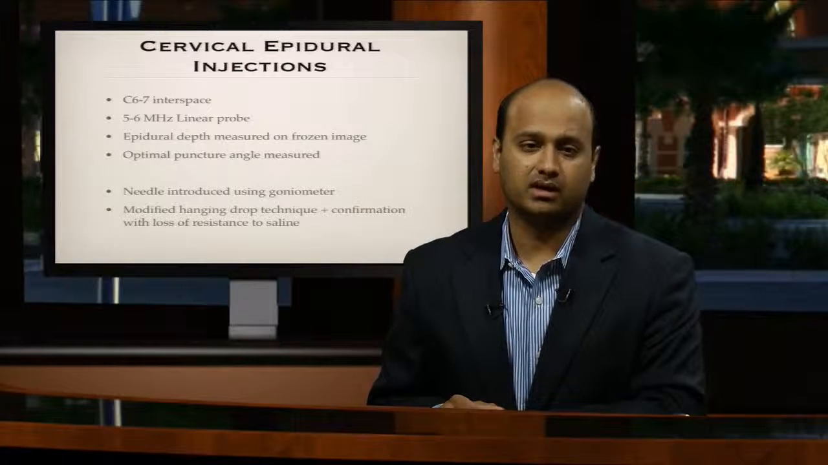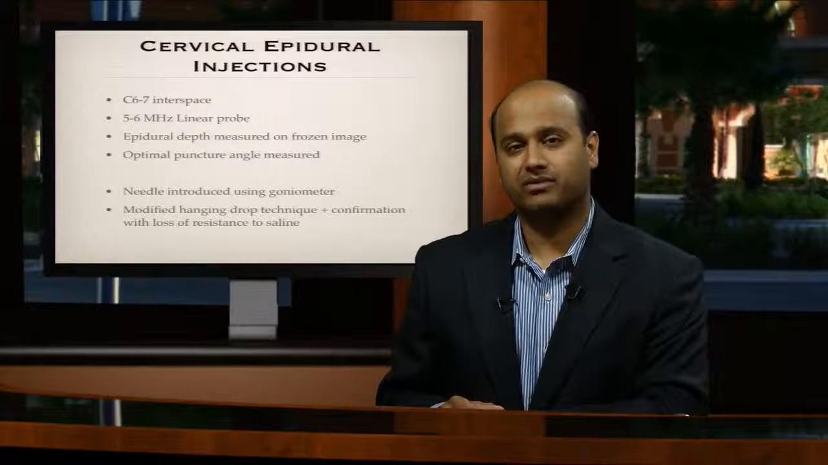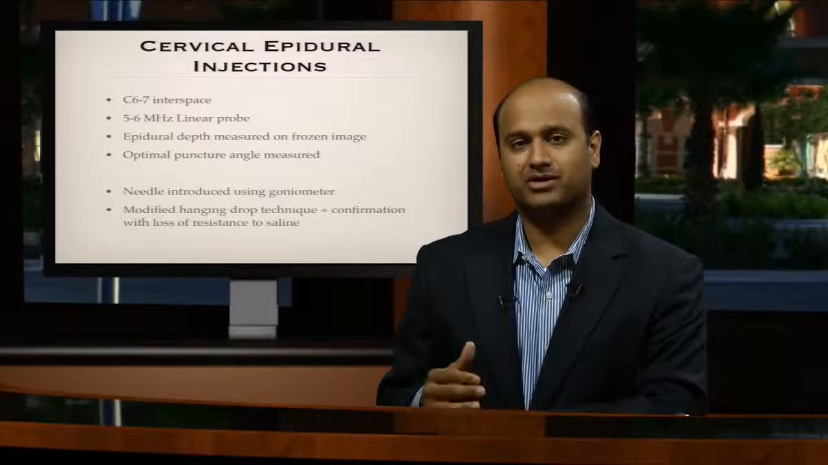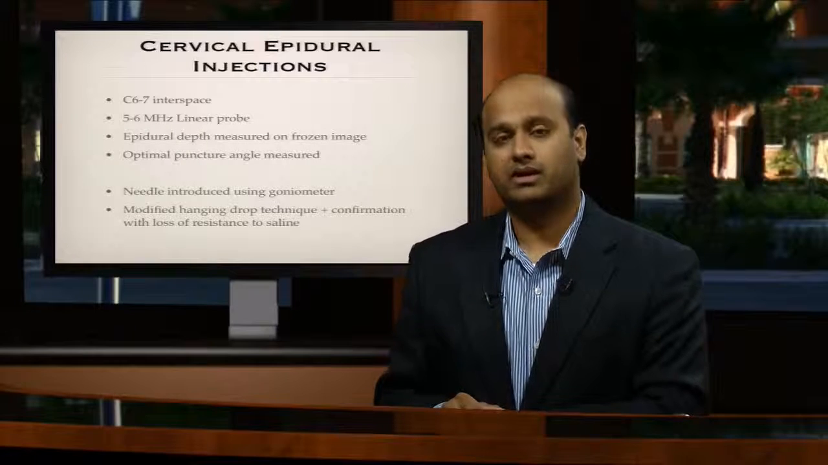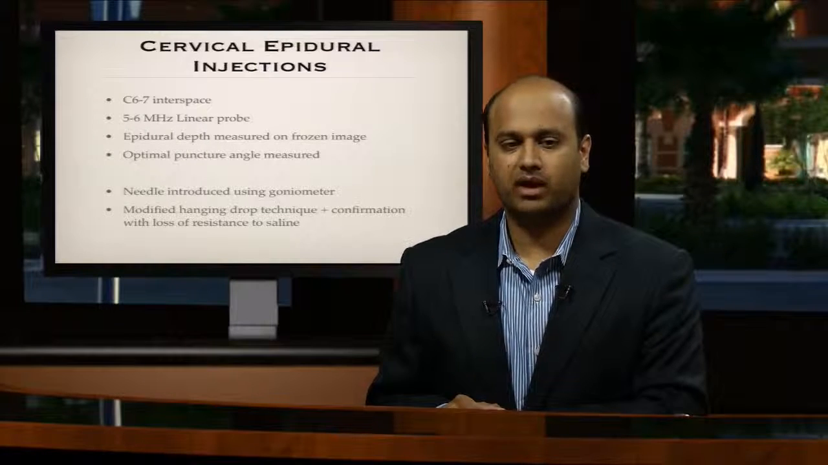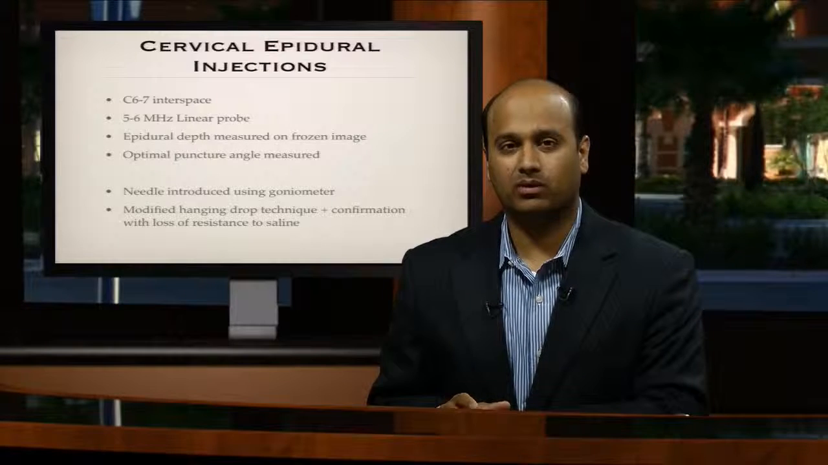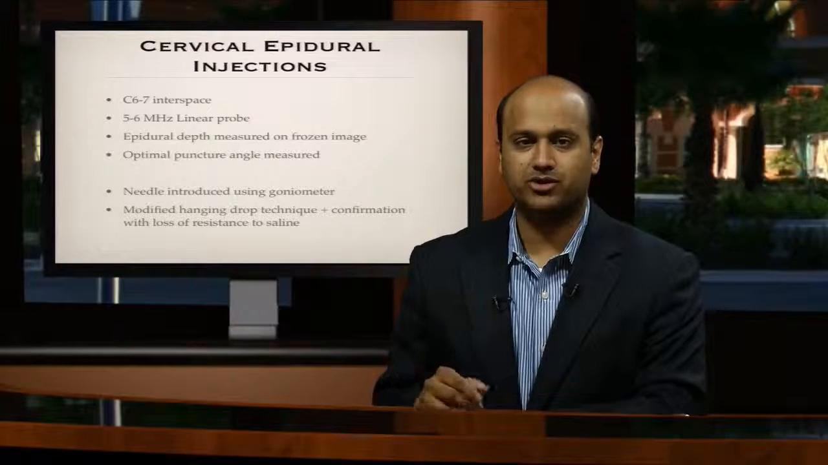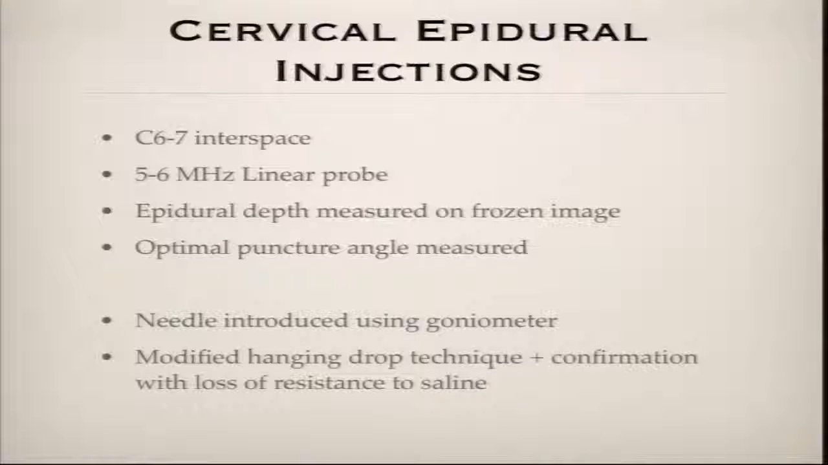Typically when this procedure is done, the ultrasound is used to evaluate the depth to the epidural space, and it's measured using the calipers on the ultrasound equipment on a frozen image once the image is acquired. In addition, the optimal angle for needle puncture is measured on the frozen image. Once the procedure begins, a goniometer is used to fine-tune the needle insertion angle, and then a hanging drop technique can be used as the needle is advanced to initially verify that you've entered the epidural space and then confirm with a final loss of resistance to saline.